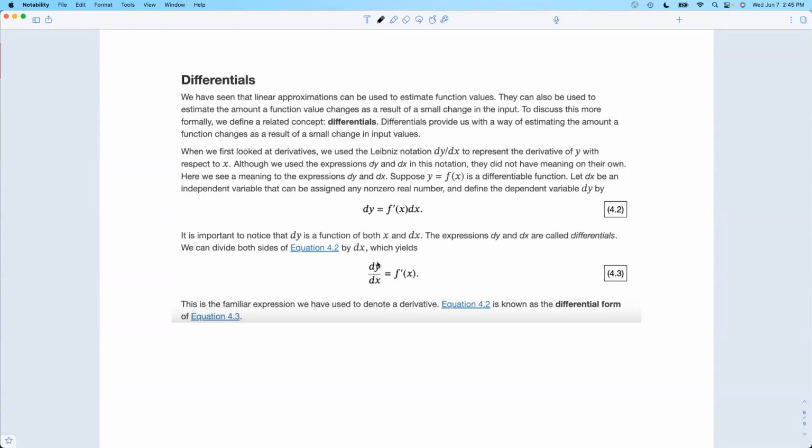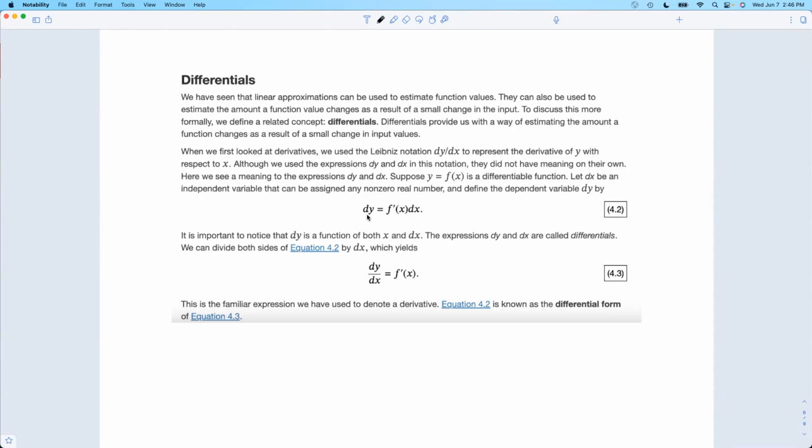This is not a fraction. dy/dx is not a fraction of differentials. That is not divided. This is one single symbol here. But let's pretend it is. Let's pretend that that's a fraction of differentials, and let's pretend that we could multiply the dx to the other side. That would give us this expression here. That's what a differential is.